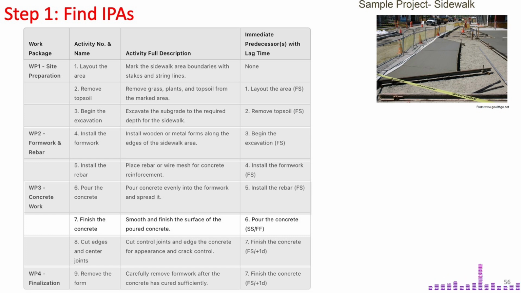After finishing, we move to activity 8, cut edges and center joints. This step helps control cracking by cutting joints into the concrete after it is set slightly.